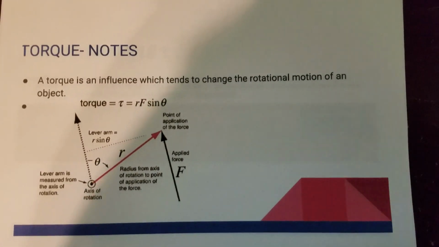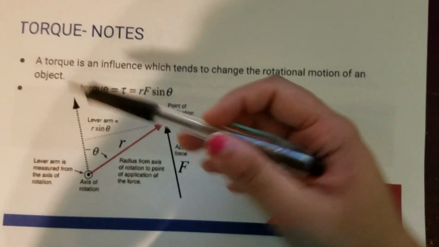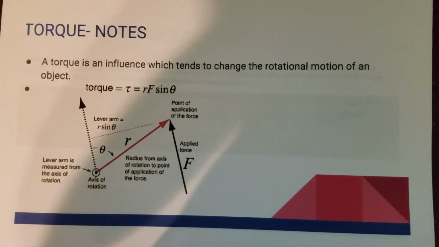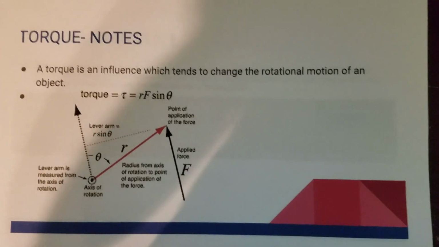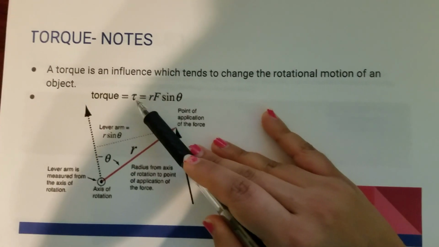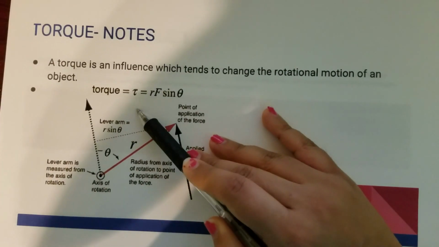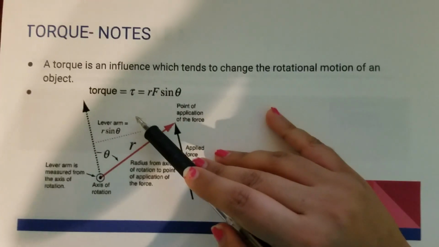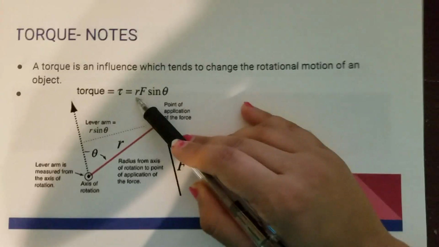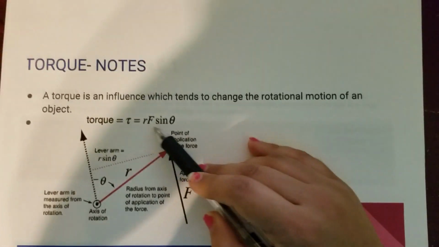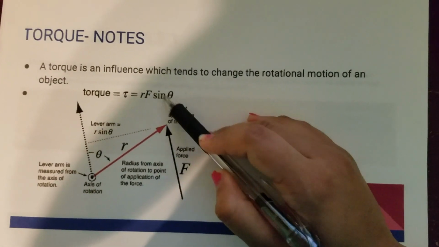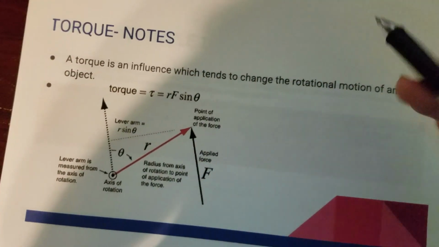So let's do torque. A torque is an influence which tends to change the rotational motion of an object, and what you really need to know about torque is obviously the formula. Torque is denoted by tau, which is like a squiggly T kind of. And it is equal to the radius times force times the sine of an angle. So you need to know the angle, the force, and the radius in order to find torque.